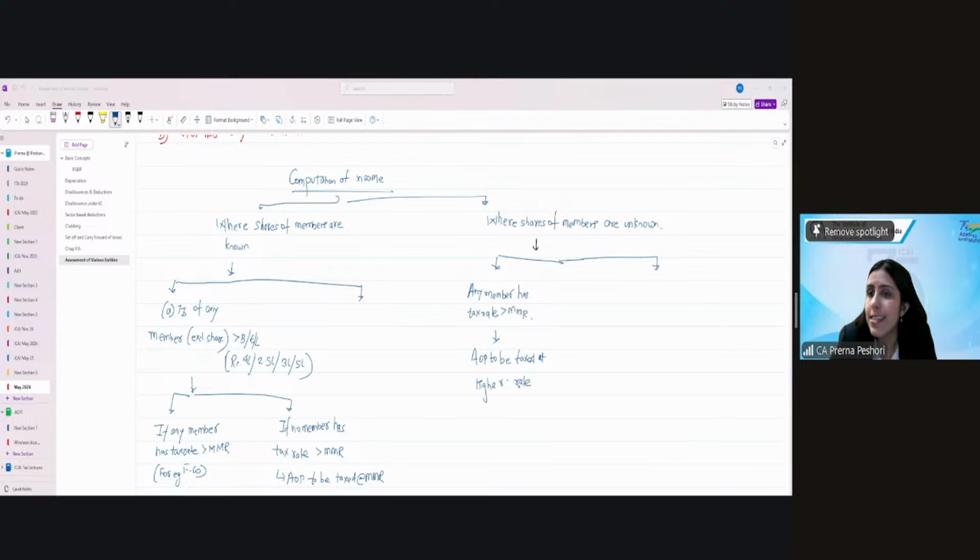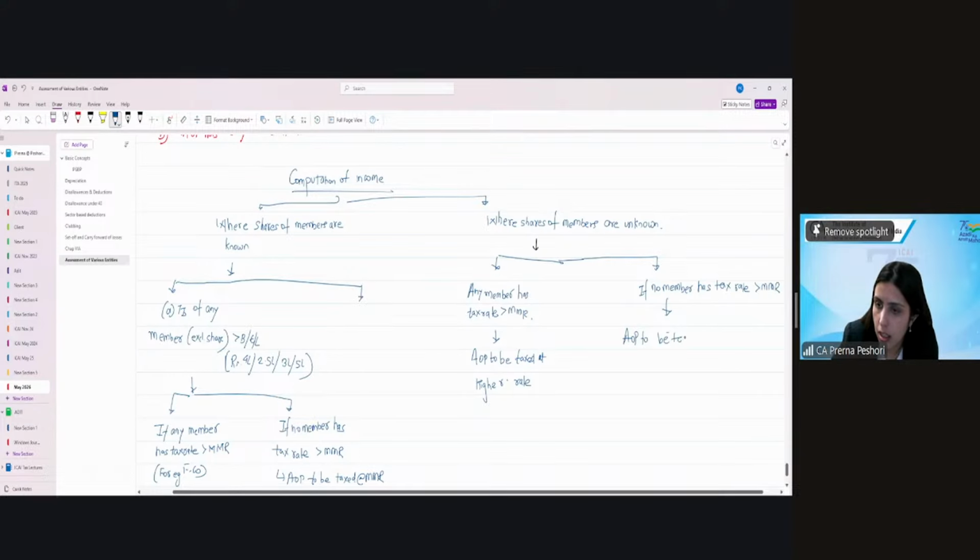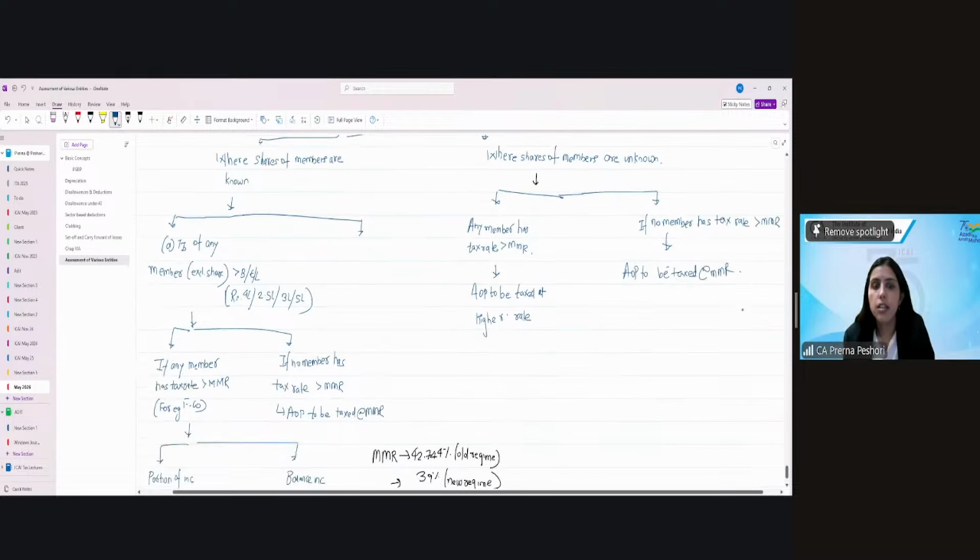And if no member has a tax rate greater than MMR, in that case, AOP to be taxed at MMR. Fine. Is this clear? Yes, ma'am. Okay. Now this is what we have discussed about the AOP's taxability.